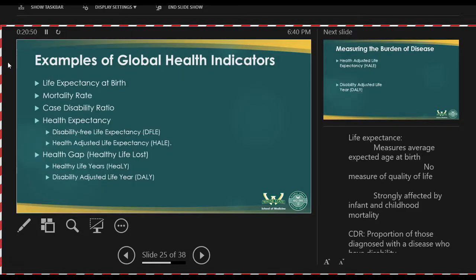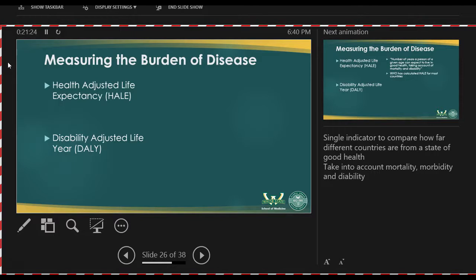So these are examples of global health indicators that are available. Life expectancy at birth, mortality rate, case disability ratio, health expectancy. In health expectancy, you have disability-free life expectancy and health-adjusted life expectancy. And then for measuring health gap, which is the healthy life lost, you have healthy life years and disability-adjusted life years. So those are the common ones. There are other ones I haven't mentioned here, but those are common and important ones. Of these, the two that I'm going to talk a little bit about are HALE and DALY, health-adjusted life years and disability-adjusted life years.